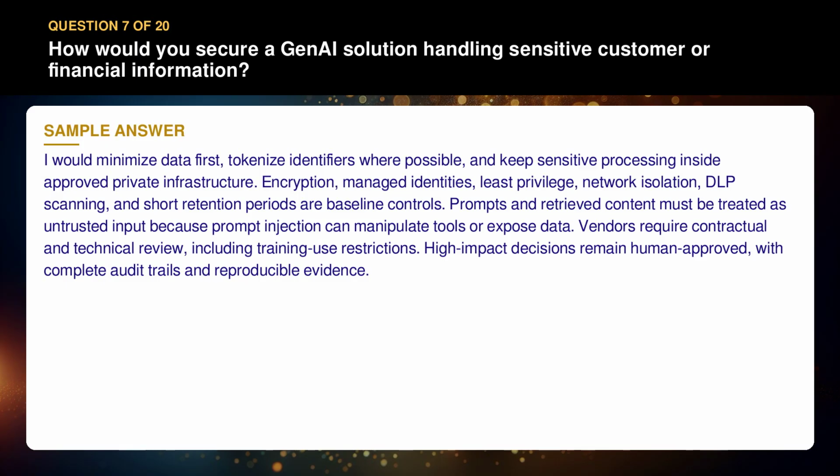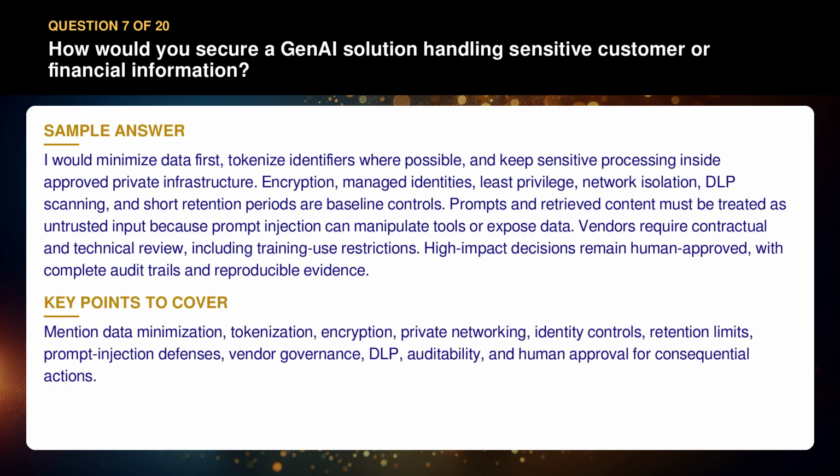Vendors require contractual and technical review, including training use restrictions. High-impact decisions remain human-approved, with complete audit trails and reproducible evidence. Mention data minimization, tokenization, encryption, private networking, identity controls, retention limits, prompt injection defenses, vendor governance, DLP, auditability, and human approval for consequential actions.